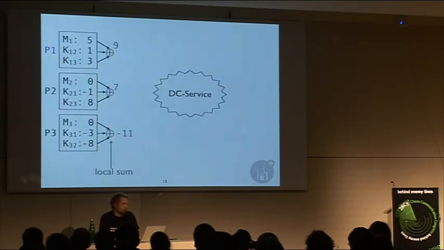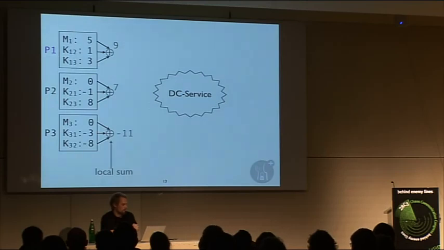To give you an example of how a DC round could work, here you see 3 participants, P1, P2, and P3. And P1 is pink because he is allowed to send this round. You can see it indicated by the M1, it's the message 1, which is 5. So he wants to submit a 5 in this round. And he has exchanged a key with participant number 2, which is 1, and he has exchanged a key with participant number 3, which is 3.